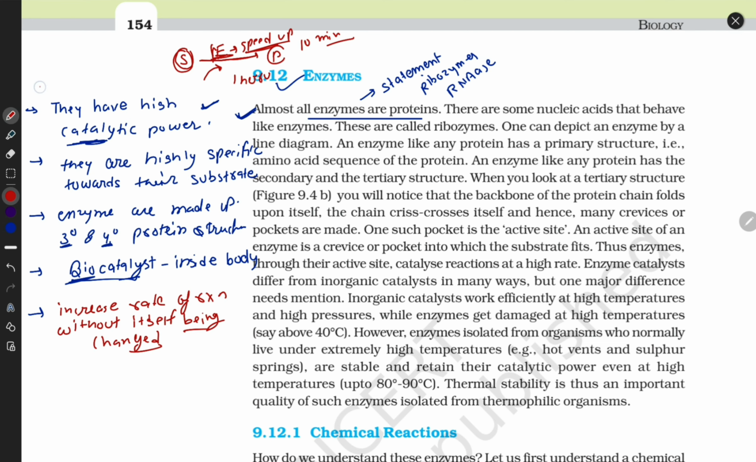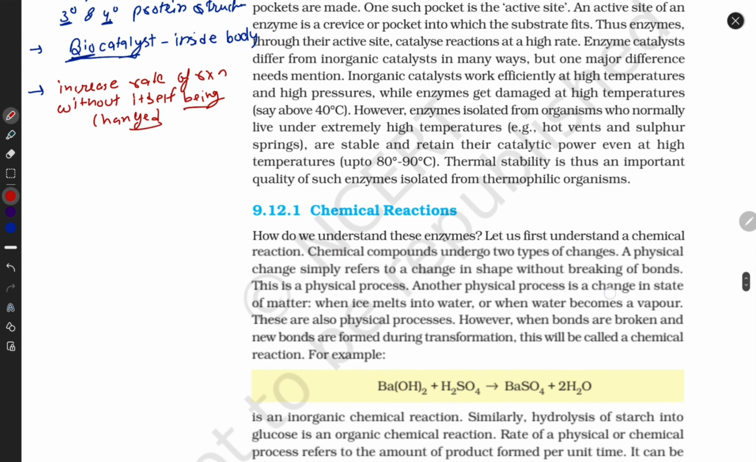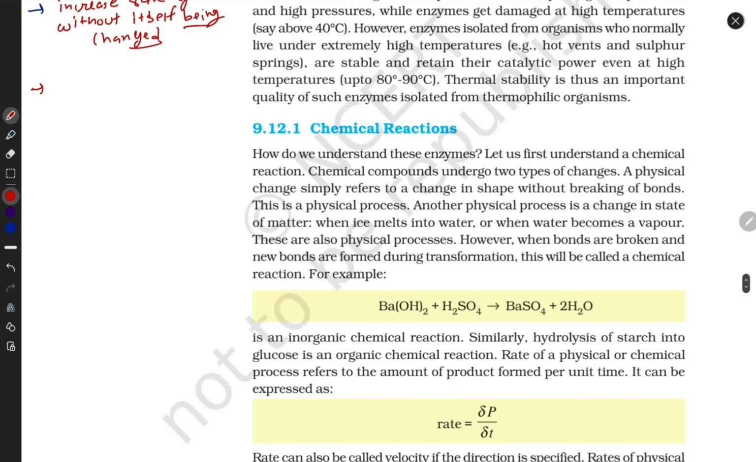Guys, whatever I'm explaining here is already written here. Now the next property, I'm writing here: enzymes are proteins with high molecular mass. Enzymes have high molecular weight because they are made up of protein, and proteins are macromolecules. Simple. I already discussed this thing. What are micromolecules? What are macromolecules?